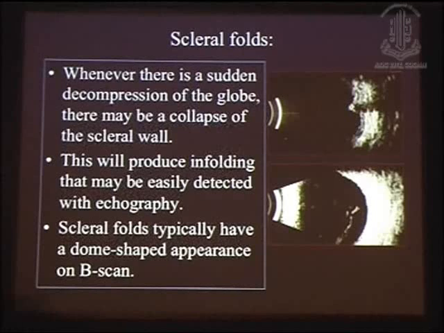So sometimes you may confuse a scleral fold with the intraocular foreign body, because the scleral fold usually gives a high spike in A scan. Whenever there is a sudden decompression of the globe, there may be a collapse of the scleral wall. So in that case, you can see this scleral fold area.